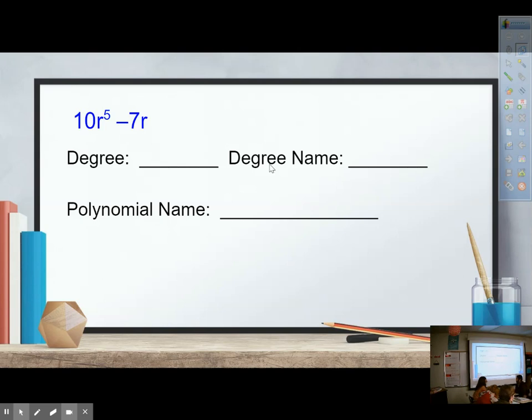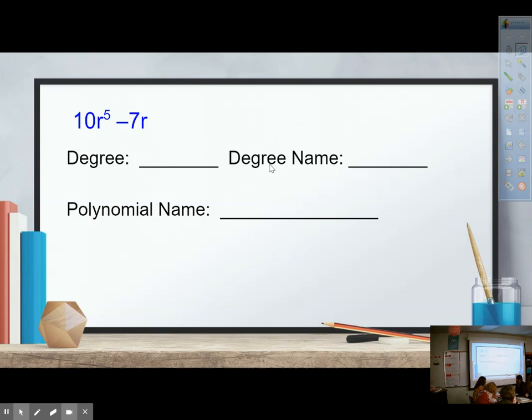What else are we going to learn in this chapter? We're going to be adding and subtracting polynomials, multiplying polynomials, factoring polynomials. That sounds really complicated.